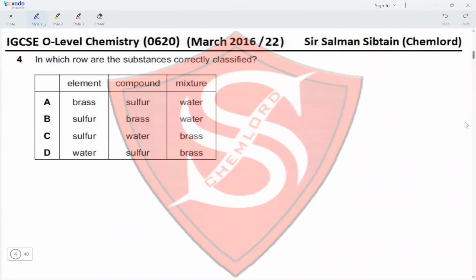Question 4. In which row are substances correctly classified? An element. A brass is an alloy. It is a mixture. Sulfur is an element. Sulfur is an element. Water is a compound. So this eliminates options A and D.